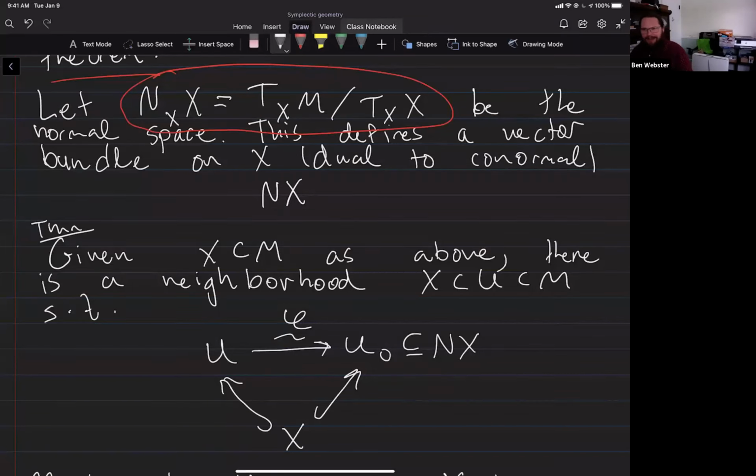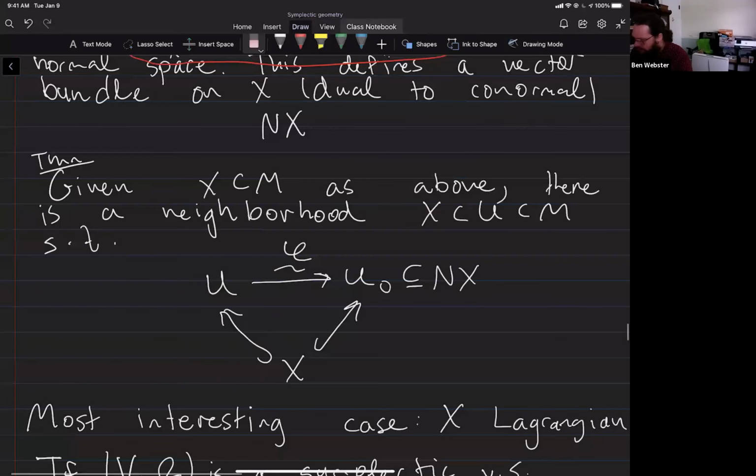Again, I'm following Cannas da Silva. This will be different for different authors. I think some people might write N_X M. We just have to be careful, because this normal bundle depends both on the submanifold and the ambient manifold, and quite often people want notation that includes both of them. Cannas da Silva just writes NX and leaves M as understood.